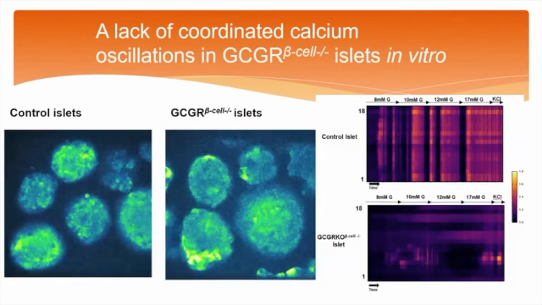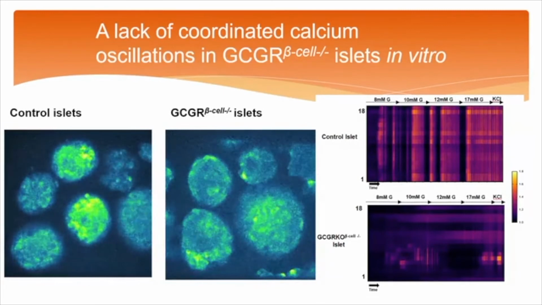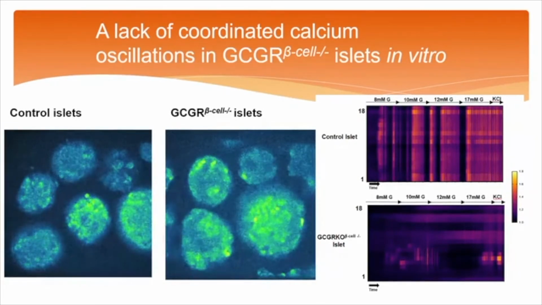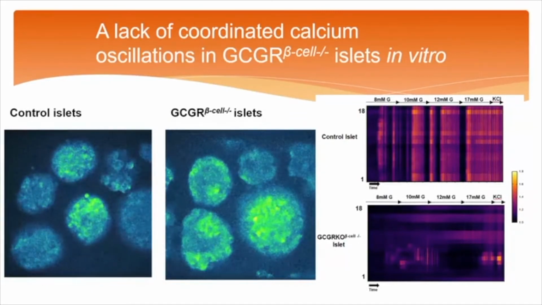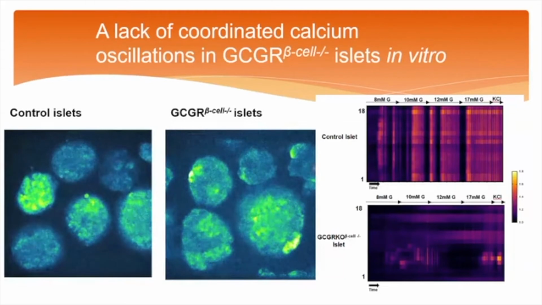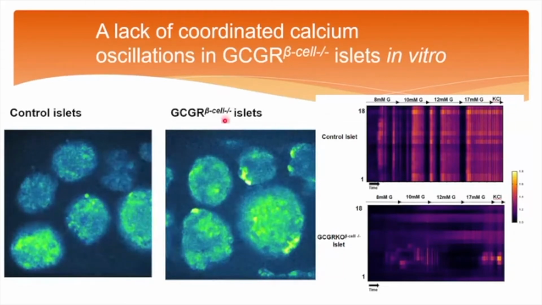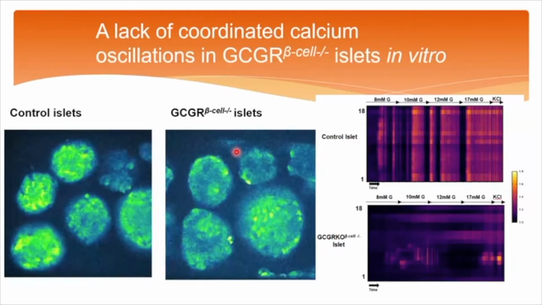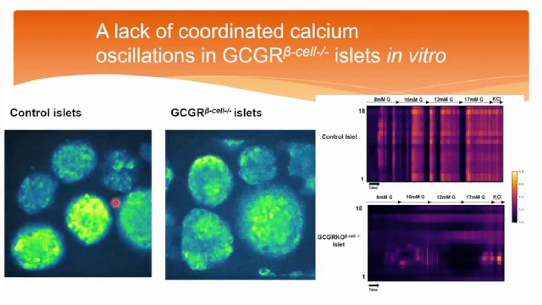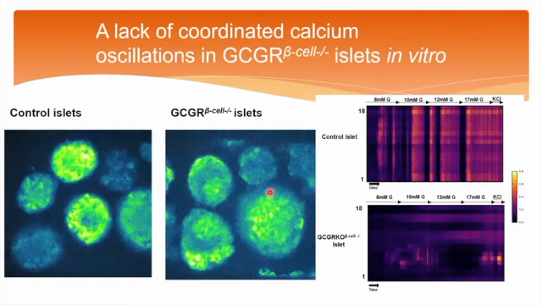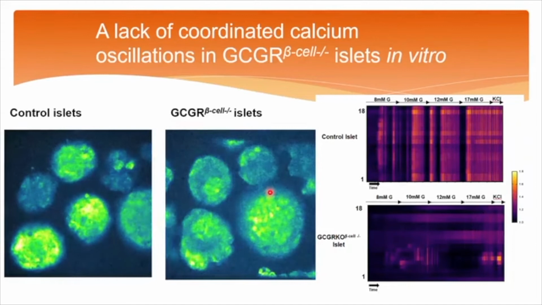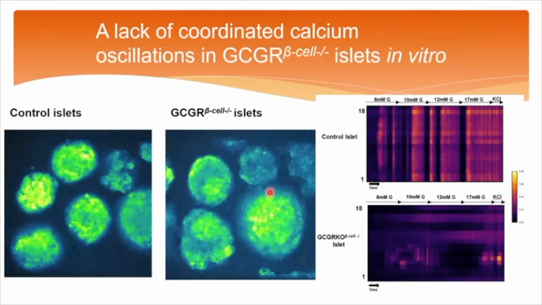Okay, so we now wanted to look in a little bit more detail at what's actually happening at the islet level in these animals. So we did another genetic cross. We took our glucagon receptor beta cell knockout islets, and we crossed them with islets that are expressing GCAMP specifically in beta cells. So these are our control islets that are just expressing GCAMP in otherwise normal beta cells, and these are the islets that are expressing GCAMP in beta cells where the glucagon receptor has also selectively been removed.